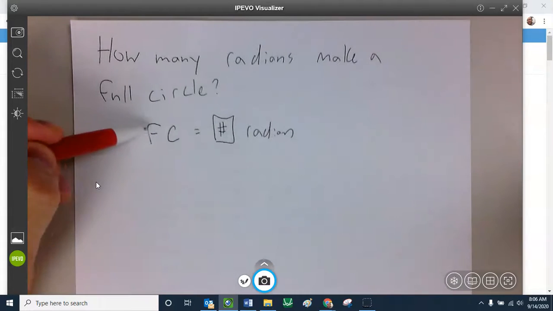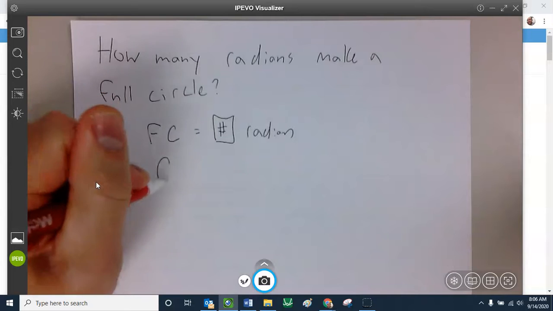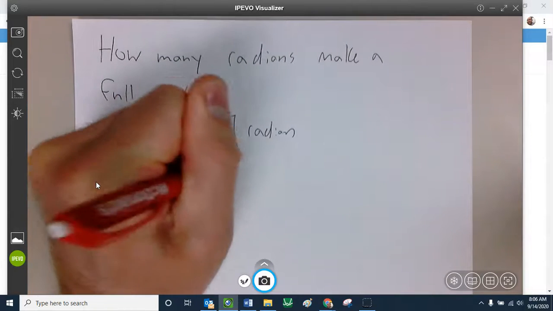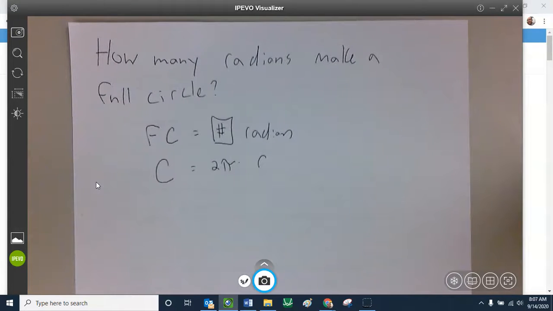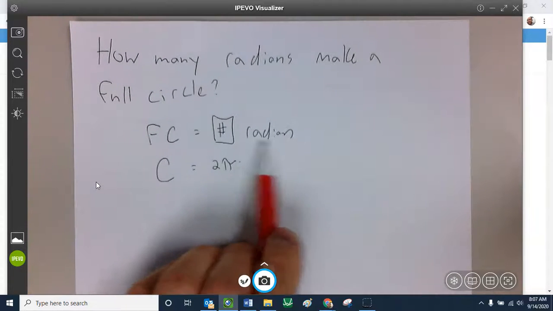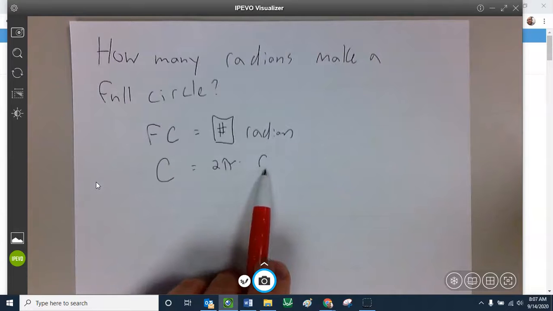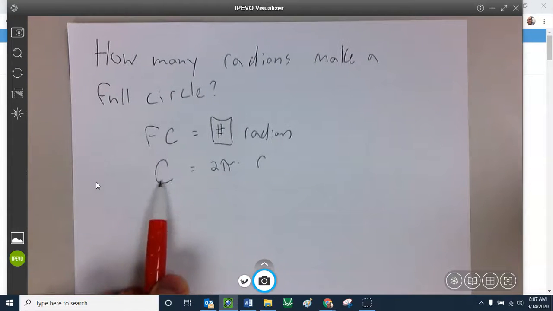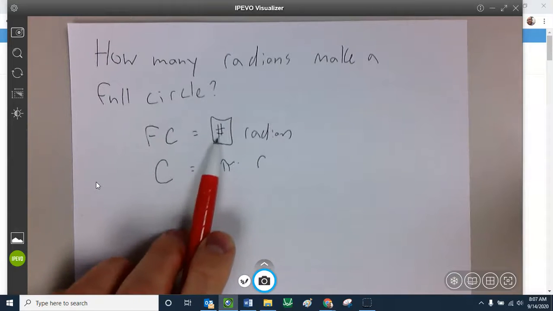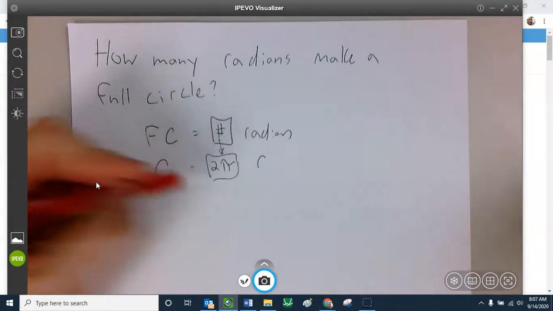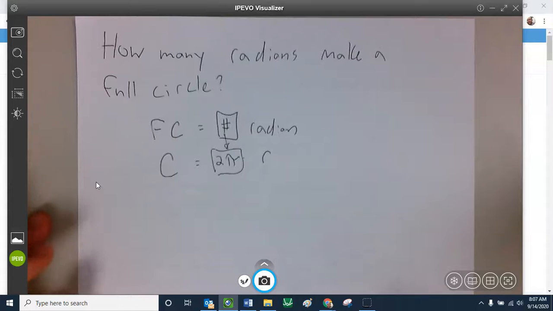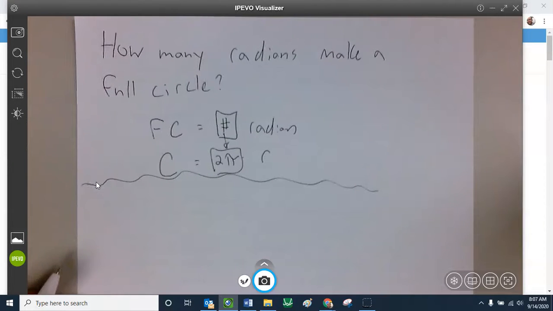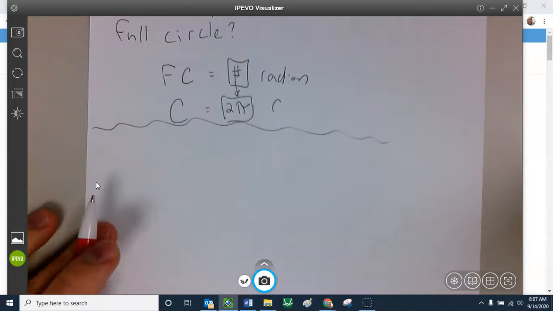Next, we did some words and figured out, well, a full circle is the same as the circumference of a circle. And the circumference of a circle is 2 pi times the radius. Based on our definition, the number of radians is every time that we get a radius. A full circle is the same as a circumference. Those are the same thing. Which leaves me with what we were looking for. The number of radians needs to be 2 pi. It is 2 pi radians around the full circle. So we took some liberties there, but that was the general idea. That's option one.